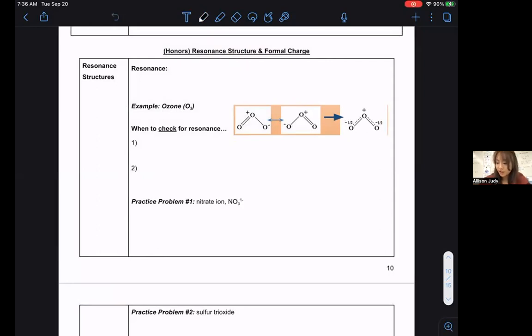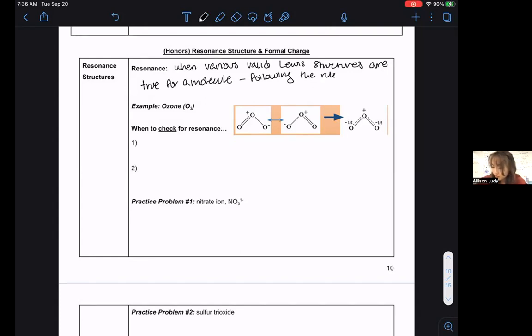Resonance occurs when various valid Lewis structures are true for a molecule. Okay, where various valid Lewis structures are true for a molecule. And of course, I'm going to add the emphasis, following the rules of drawing Lewis structures, right?